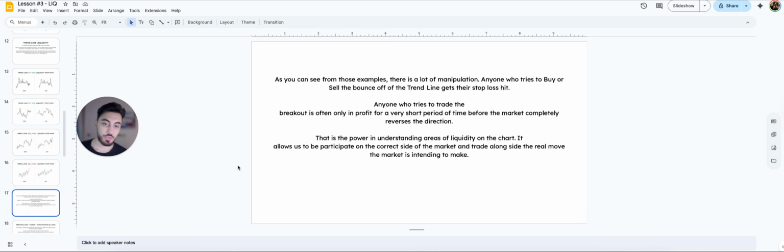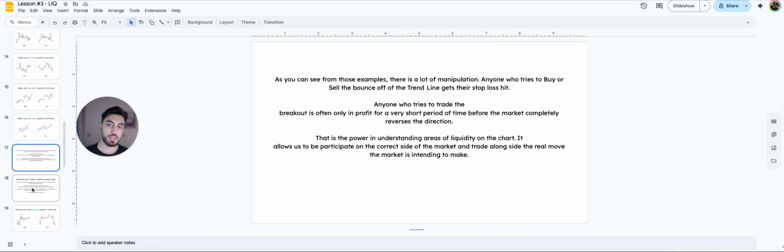As you can see from those examples, there is a lot of manipulation. Anyone who tries to buy or sell both of the trend lines gets their stop loss hit. Anyone who tries to trade the breakout is often only in profit for a very short period of time before the market completely reverses in direction, right? That is the power of understanding areas of liquidity on the chart. It allows us to participate on the trade side of the market and trade alongside the real move the market is intending to make.